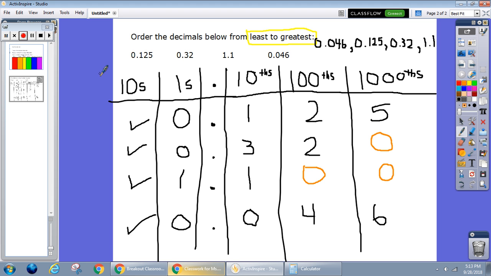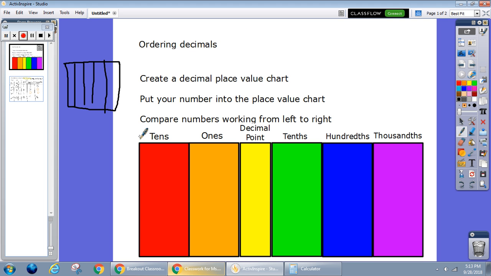So don't forget, when you're ordering your decimals, you want to make your place value chart. You want to put your numbers in the place value chart. If you want to add in your imaginary zeros, go ahead and do that. And then you want to compare your numbers working from left to right. Always start on this side and go this way.